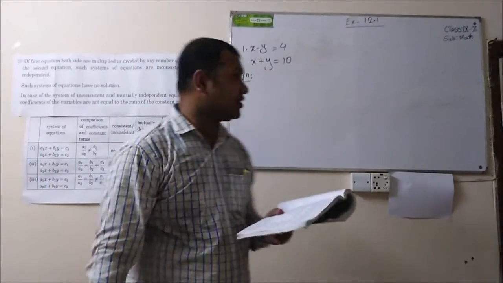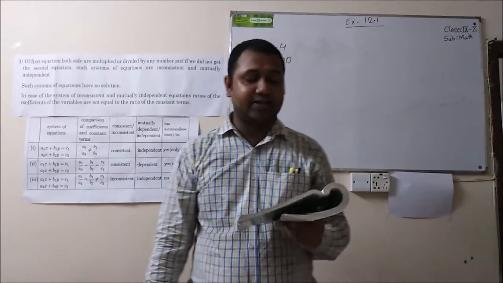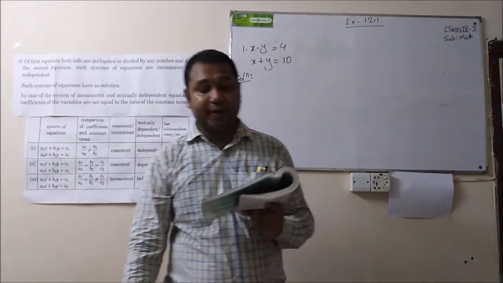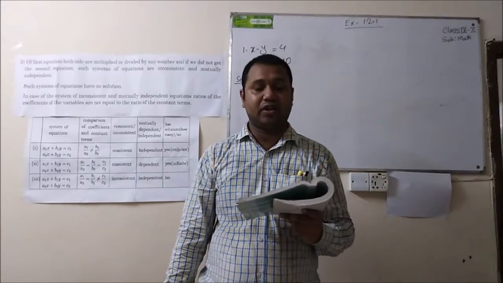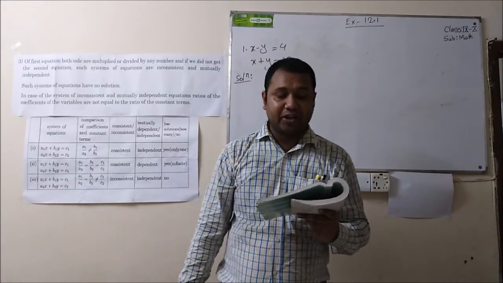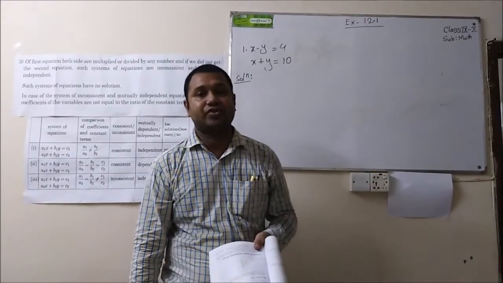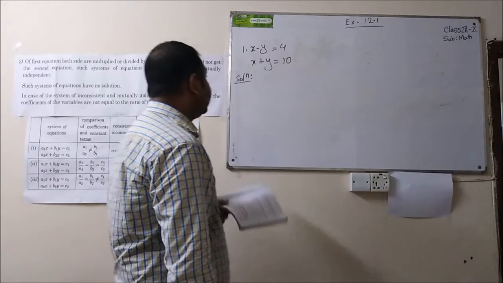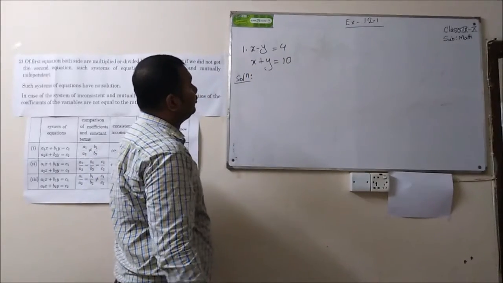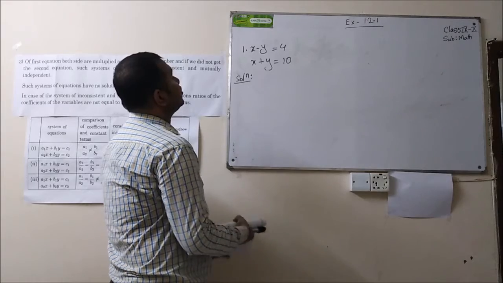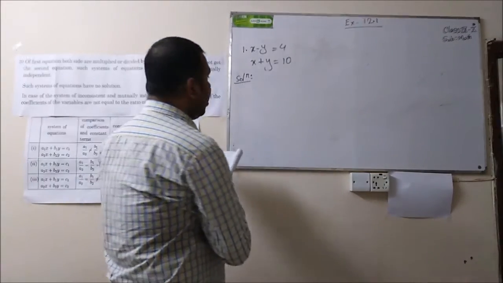Okay, so here is exercise 12.1. The question tells us to mention with arguments whether the following simple simultaneous equations are consistent or inconsistent, mutually dependent or independent, and indicate the number of solutions. So here is number 1, the system of equations x minus y equals 4 and x plus y equals 10 is given here. So I am going to solve that.